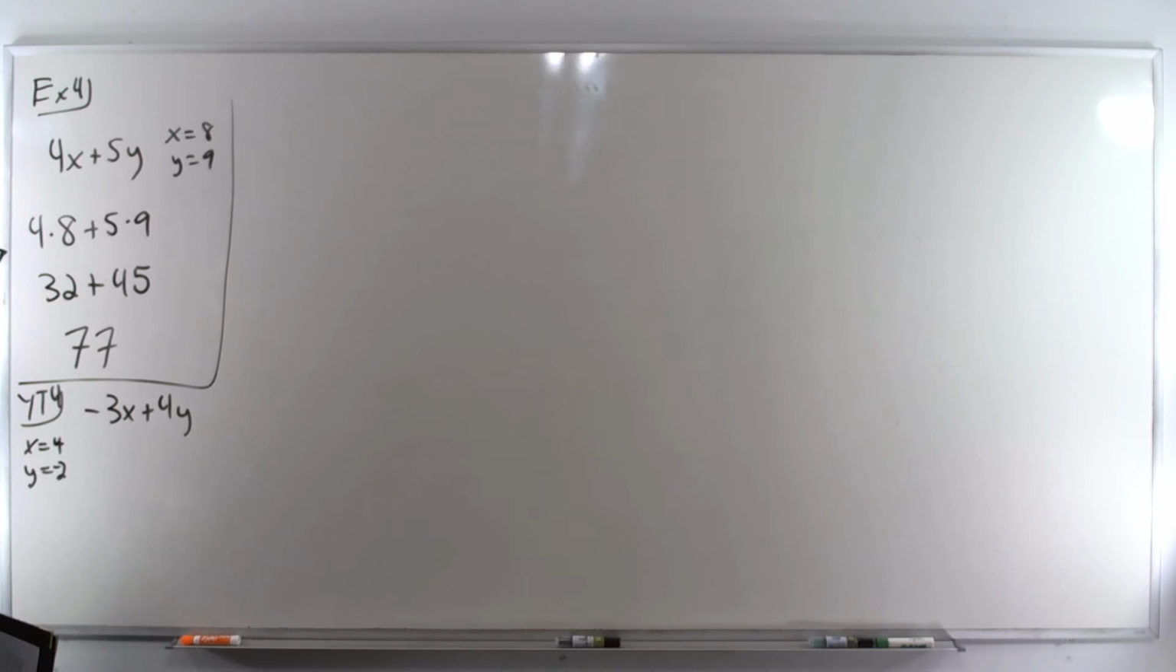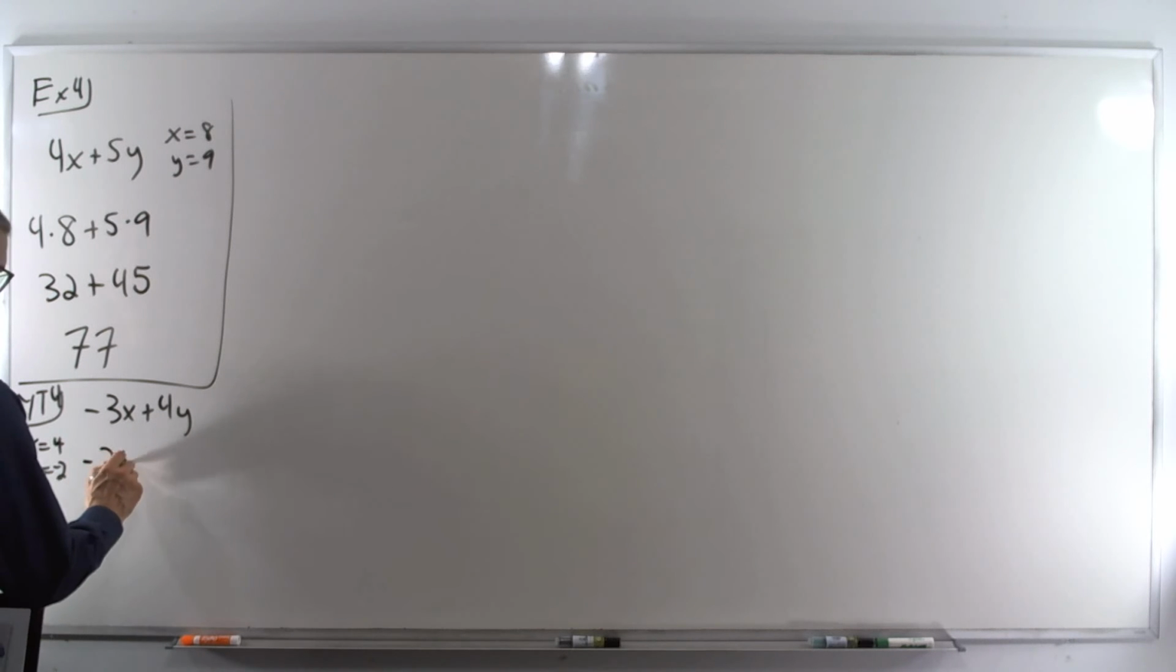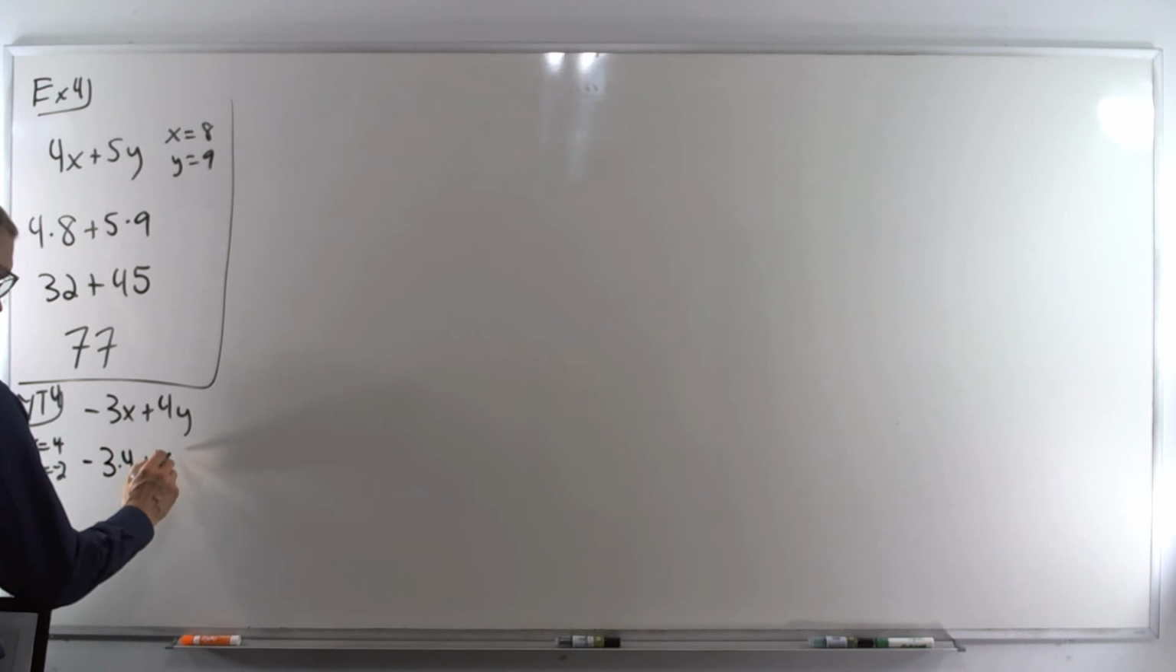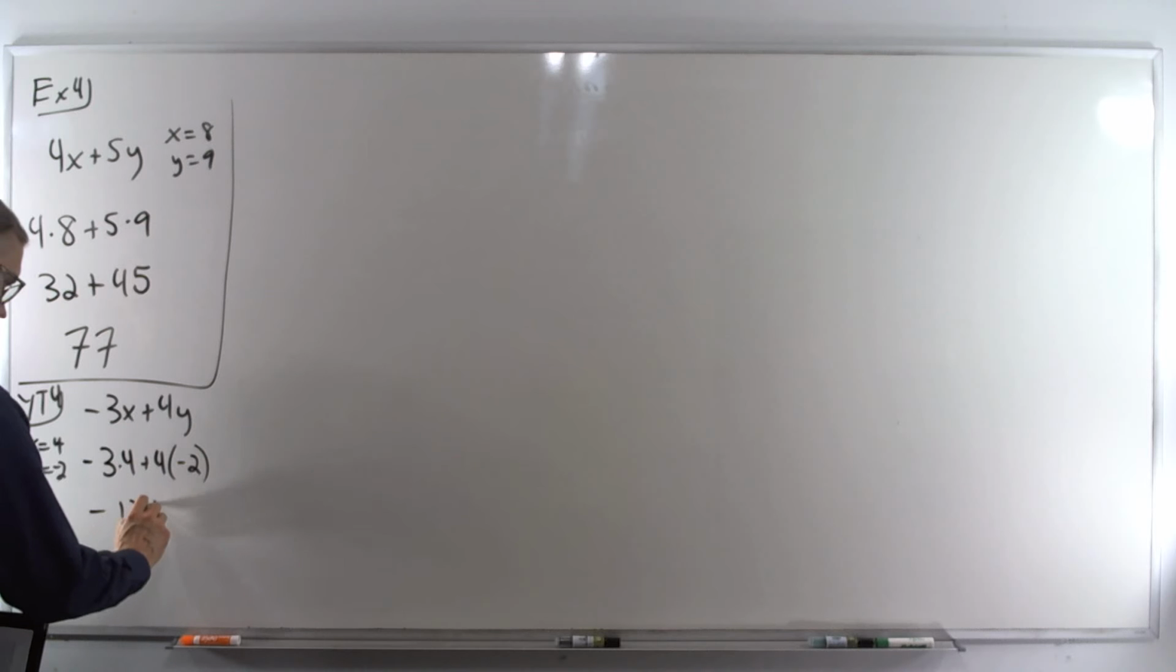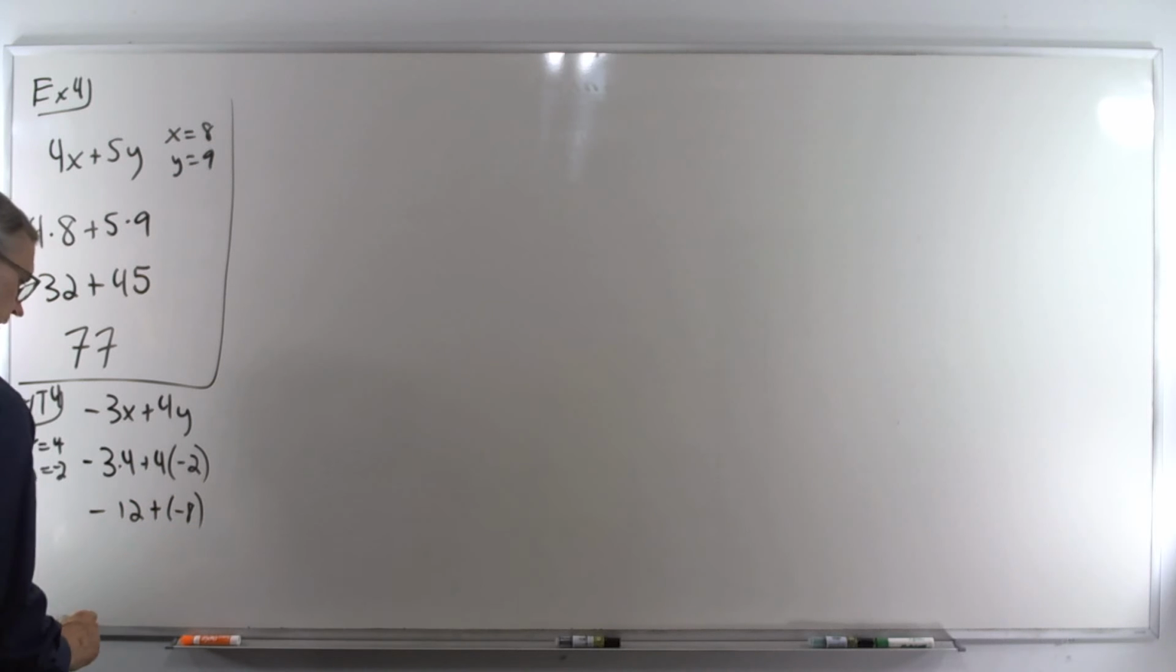So we have negative 3x plus 4y when x is 4. So plug that in here. And y is negative 2. That gives us negative 12 plus negative 8, negative 20.